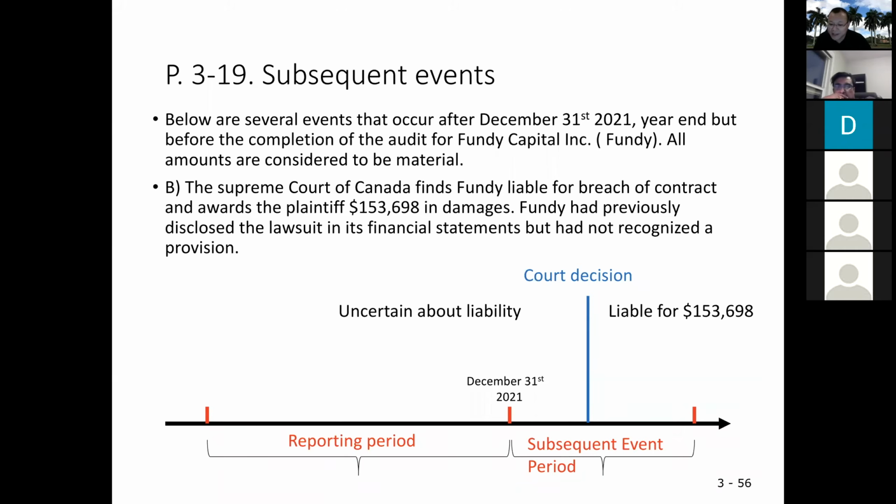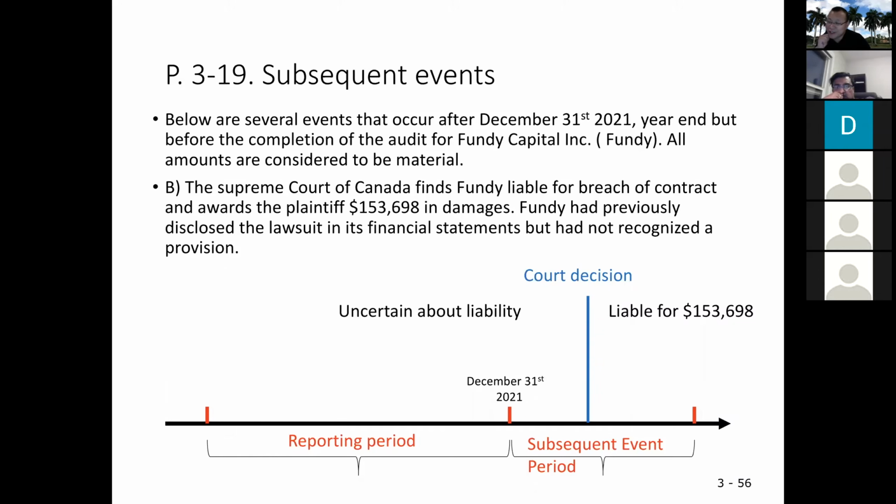So the cutoff date is December 31st of 2021, right? In last year, December 31st of 2020, the case is there, but there are uncertainties. They don't know the amount of liability, okay? So they cannot put a number there and recognize it on the statement of financial position. Instead, they just disclose this information in the notes, because there are uncertainties. So for this year, the court decision settled the uncertainty, right?